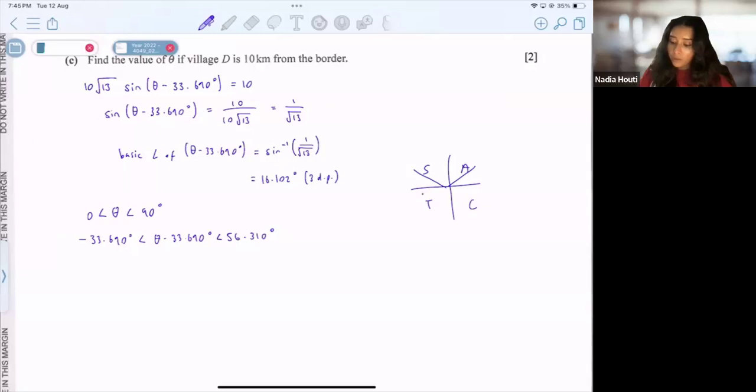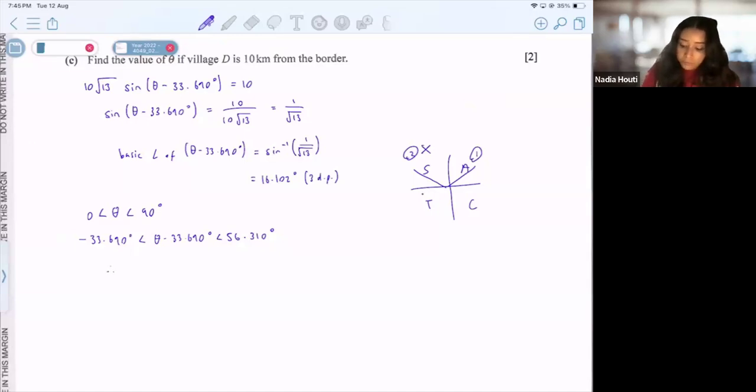So if we start from 0, negative 33.690 degrees will be in this quadrant, but we're not interested in any angles from that quadrant. So we just go straight to the positive, and we will only consider the first quadrant. Why? Because for the second quadrant, this is already bigger than the higher end, which is 56.310 degrees. We're not interested in any angles greater than 56.310 degrees. So for quadrant 2, we are not going to look at that angle. We are only interested in one angle, which is the basic angle, 16.102.